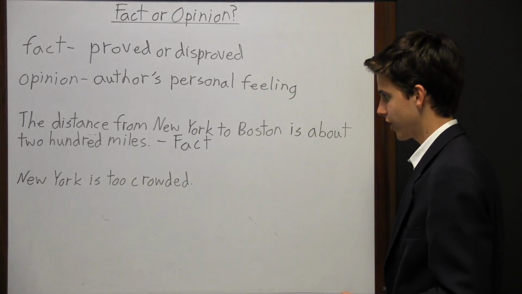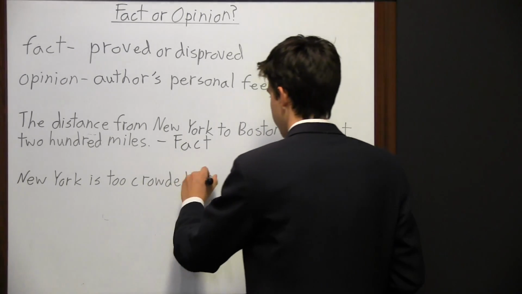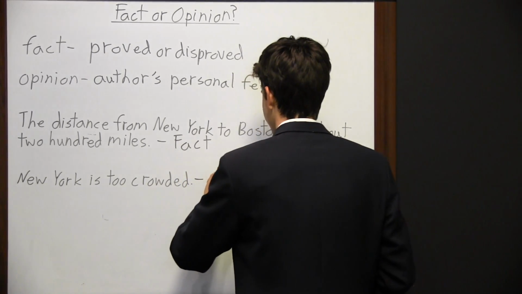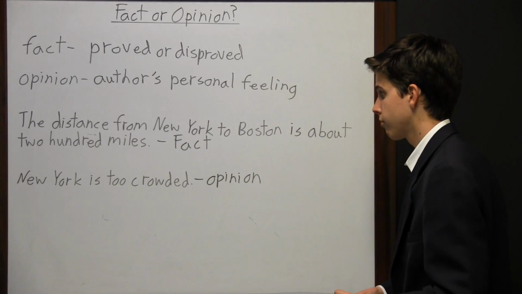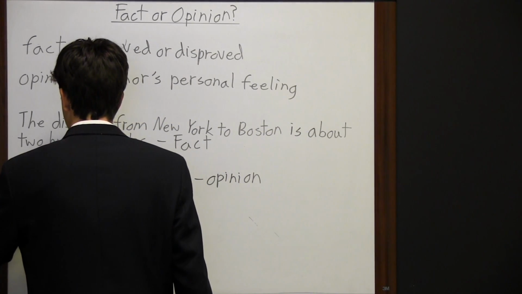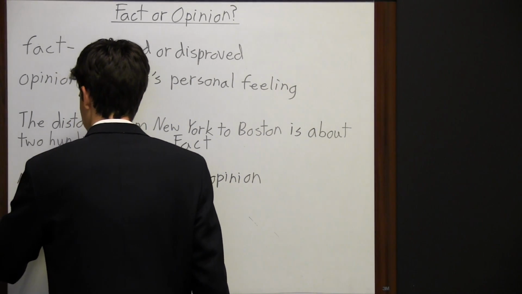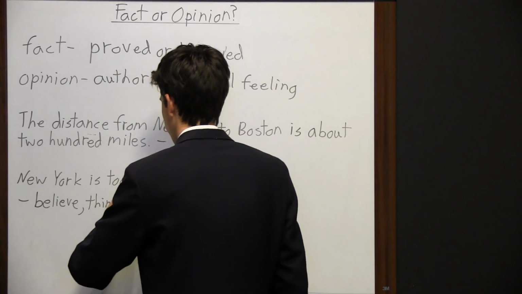Now, the sentence New York is too crowded is stated almost like a fact, but it is still an opinion, because there is no objective way to measure overcrowding. And so many times an opinion will be indicated by words like believe, think, or feel.